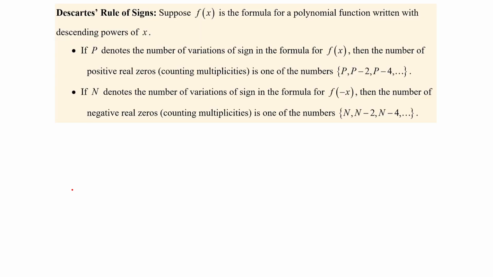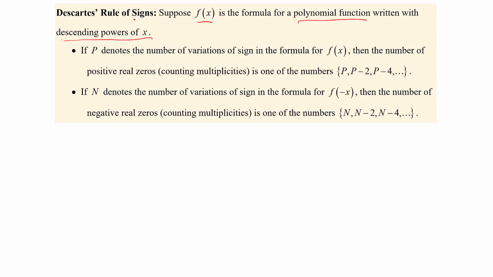And we're going to take a look at Descartes' rule of signs. Suppose f of x is a polynomial function written in descending powers of x. Descartes' rule of signs is going to tell us how many positive real zeros and how many negative real zeros we have. It's not actually required in this course, at least at the time that I'm making this video, but it may help you out sometimes, so I did want to include it.